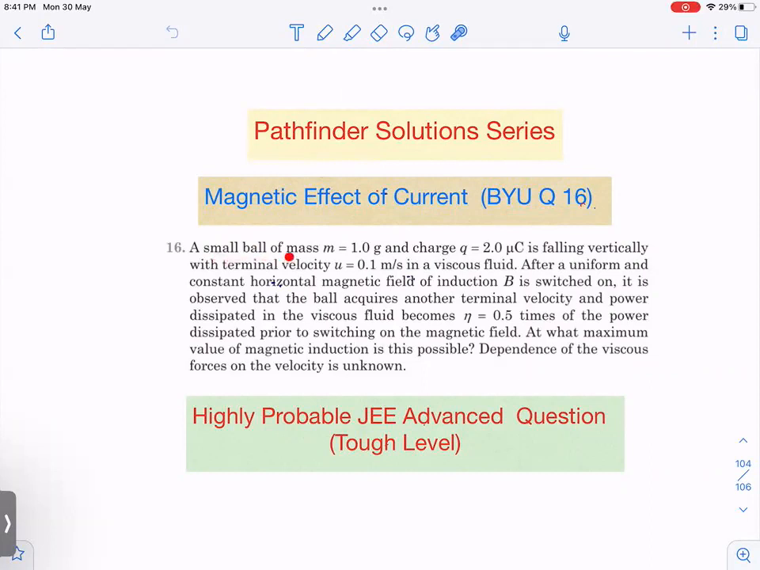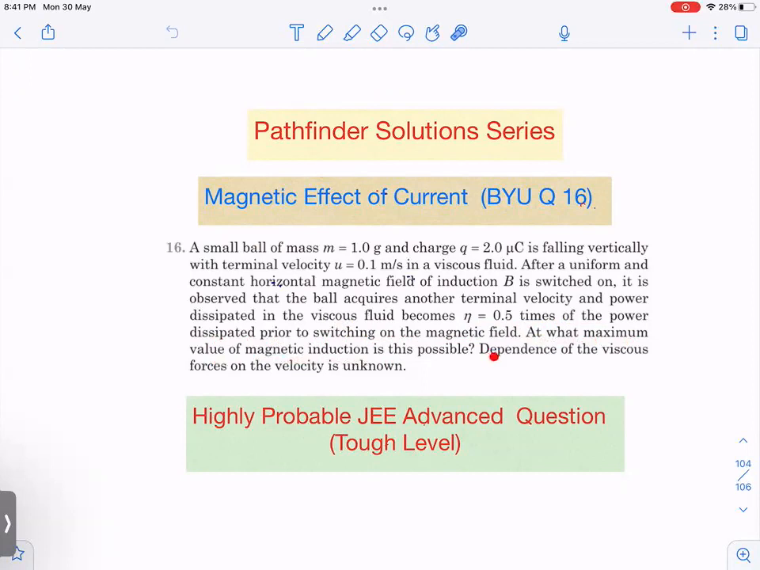The question is: there's a small ball of mass 1 kg and charge q equal to 2 microcoulomb. It is falling vertically with a terminal velocity in a viscous liquid. After a uniform and constant horizontal magnetic field is applied, it is observed that the ball acquires another terminal velocity, and power dissipated in the viscous fluid becomes eta equal to 0.5 times the power dissipated prior to switching on the magnetic field. Then we have to find out at what maximum value of magnetic induction this is possible.